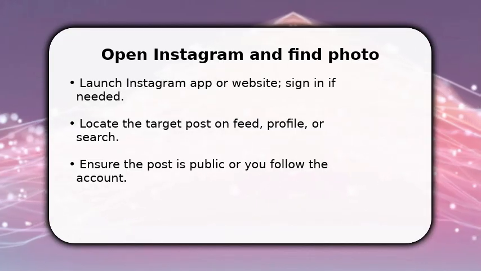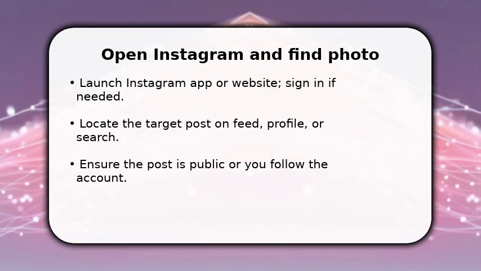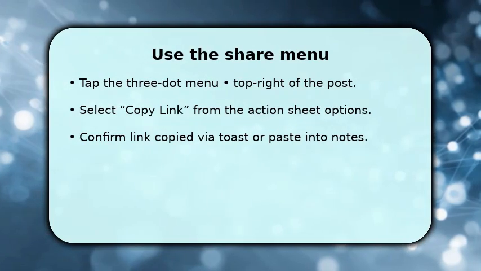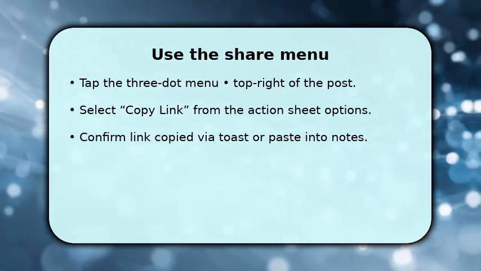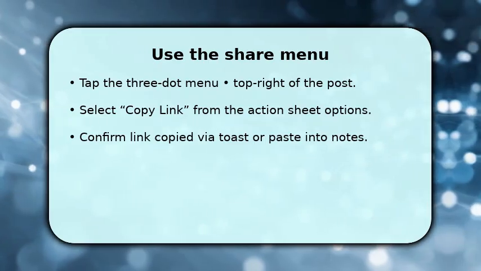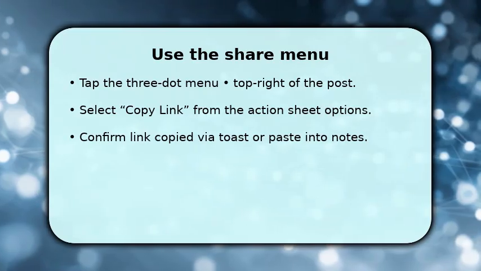Move to the next step to copy the link. Now tap the three-dot menu in the top right corner of the post. This opens the action sheet with sharing options. Choose Copy Link, and the app places the post URL on your clipboard. This is how Instagram exposes a direct link to the entire post, not a single image file.